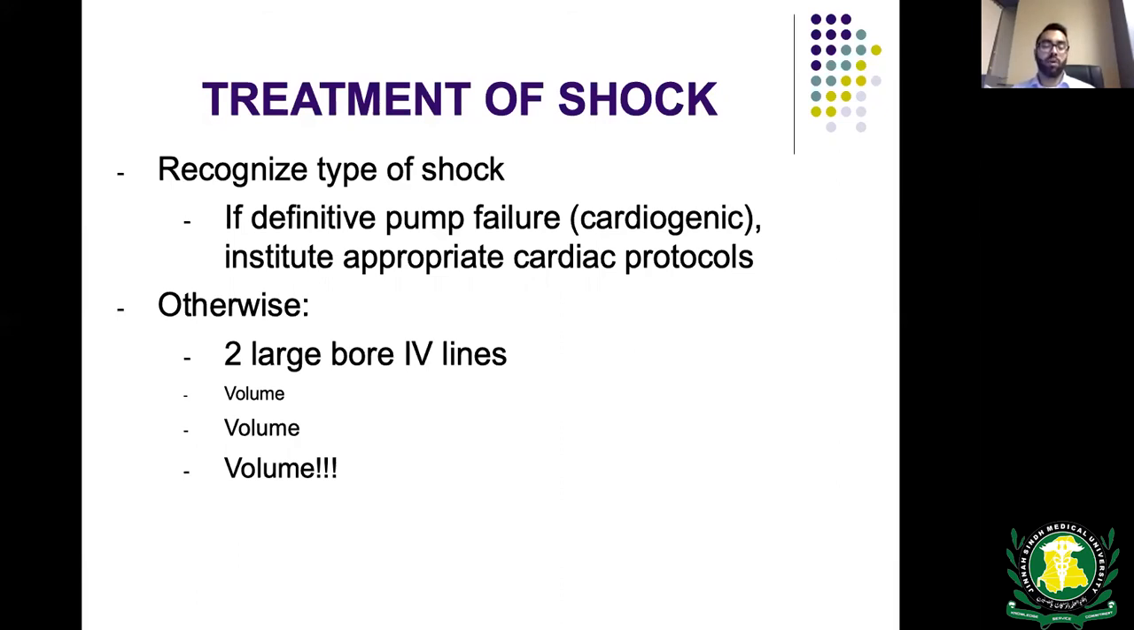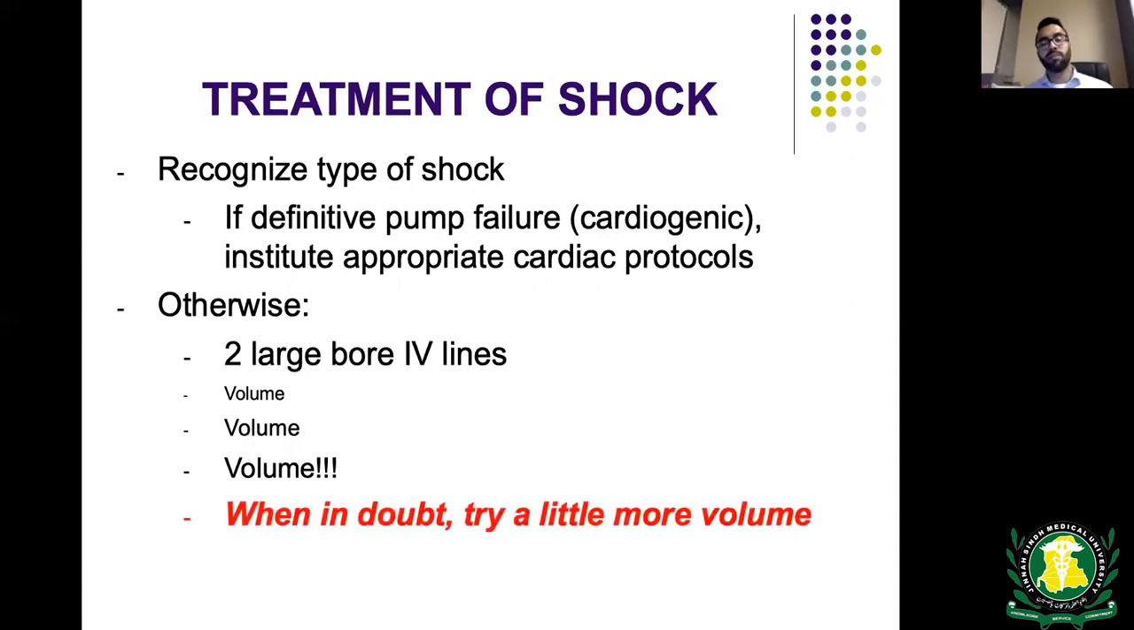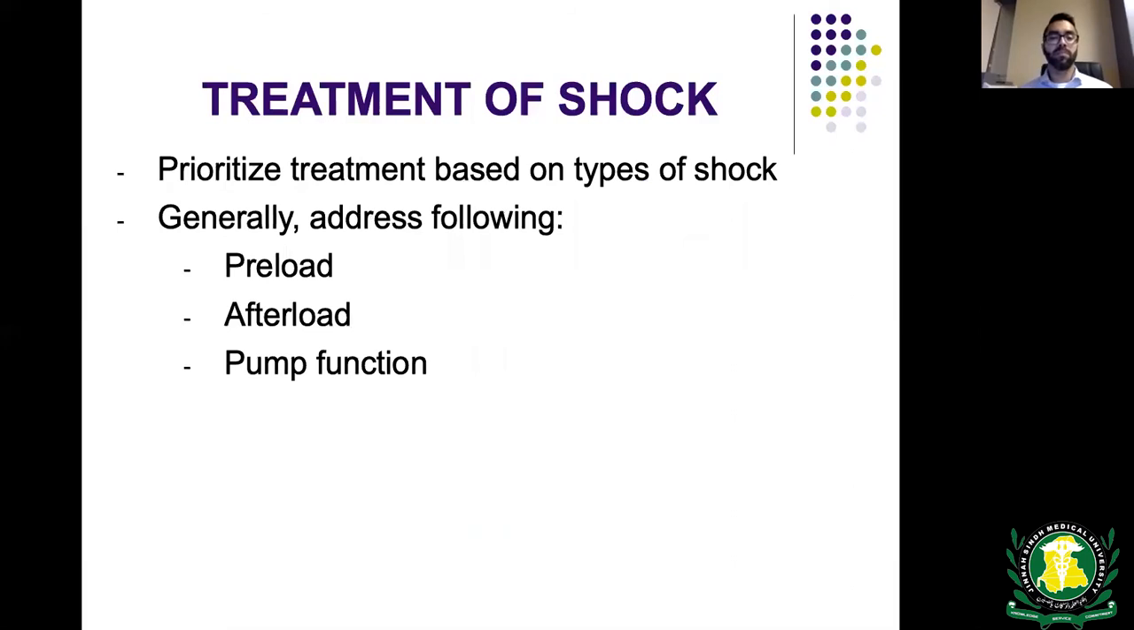you can always start with volume. Just have 2 large bore IV lines, 16 or 14 gauge, and just infuse volume. And if you're confused, you can always just give more volume. You can never harm someone, even if the patient has tension pneumothorax. If you give more volume, you're increasing blood return to the right side of the heart. That may help, will definitely not treat the underlying condition, but it will not harm either. So if in doubt, and if you have ruled out the cardiogenic etiology, you can always load the patients with volume.